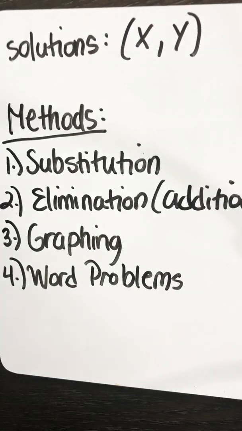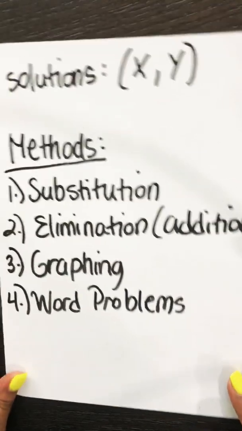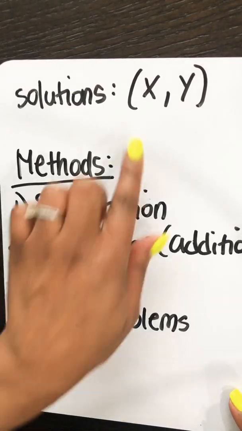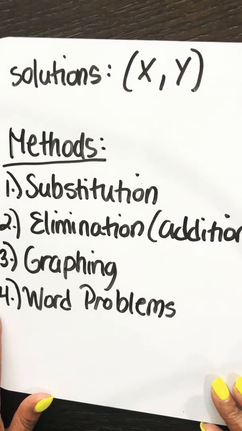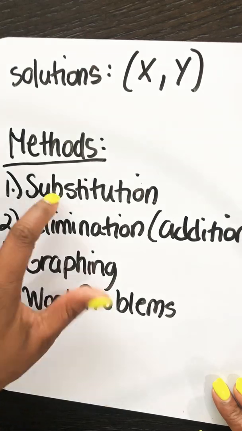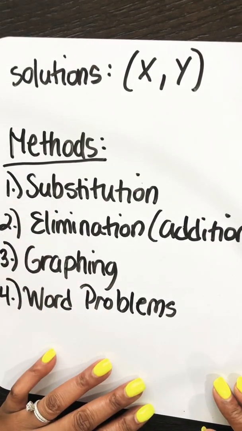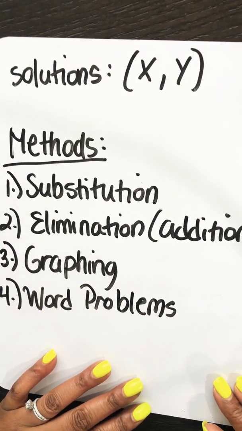So we also said that when we find x and y, we write them as solutions that look like this. They're like an ordered pair. Your x comes first and your y comes second. The 4 methods for finding the solutions are substitution, elimination, graphing, and word problems, which I will discuss further in my next video.